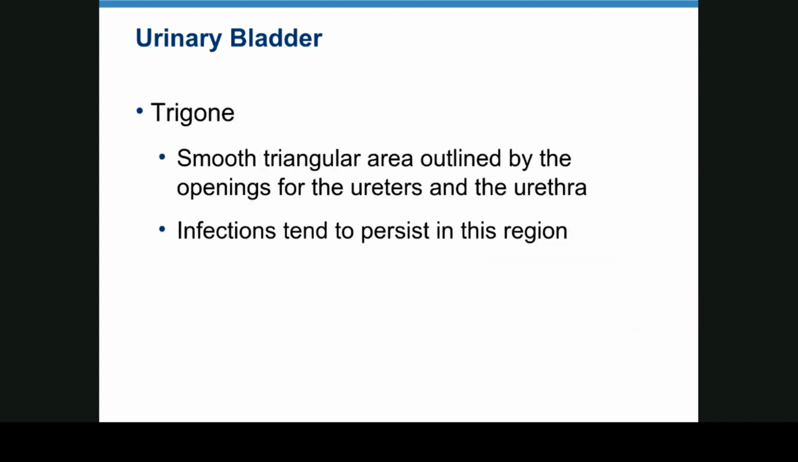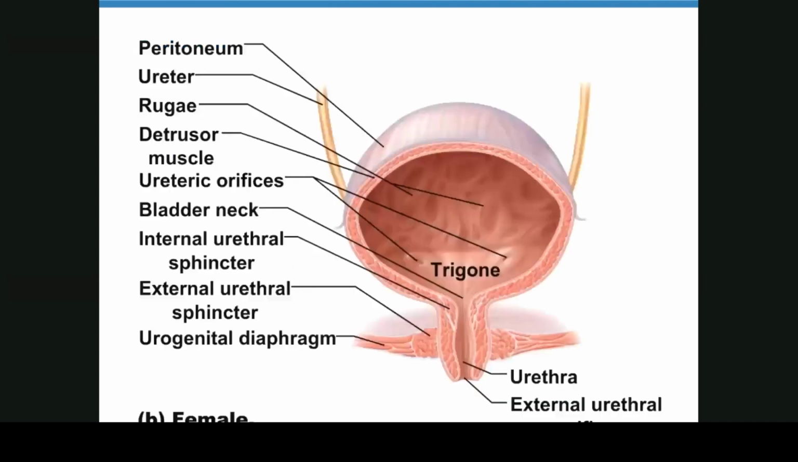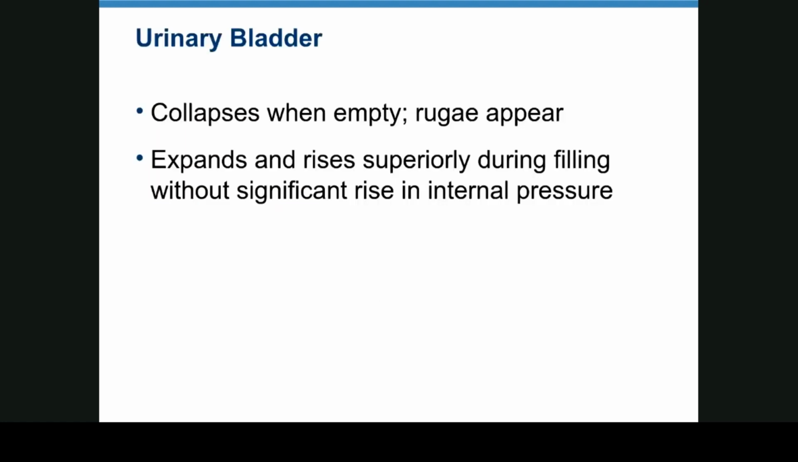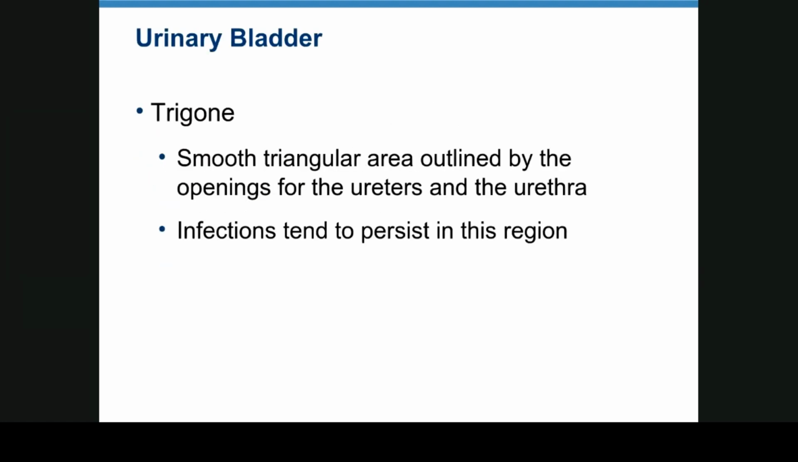Okay, the trigone area is an area I don't have a picture of right here. I think I do in a couple of pages. Yeah, I do. Trigone area right here. They call it that because it's triangular. Here are your two ureters coming in, and this is where your urethra goes out. So it's called the trigone area, and it is very susceptible to keeping infections. If one has a urinary tract infection and it persists, that's a likely spot.